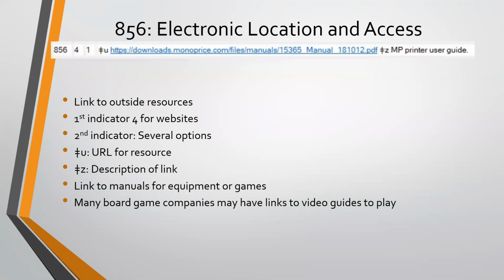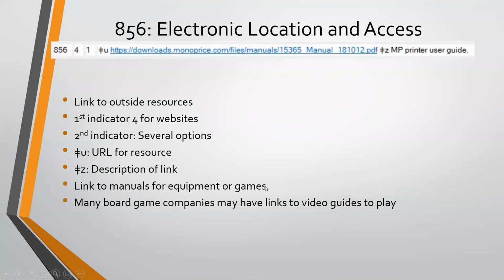And here I've thrown in a 586 field because the printer has one, a 586 field for linking to outside resources. I've got our first indicator 4 for a website, and there's a few different options for your first indicator. This one is linking to a manual related to this 3D printer. You've got your subfield U for your URL for the resource, and your subfield Z for the description of the link.